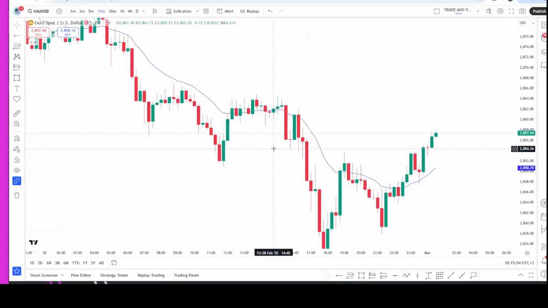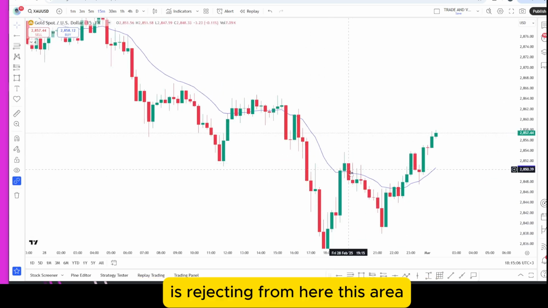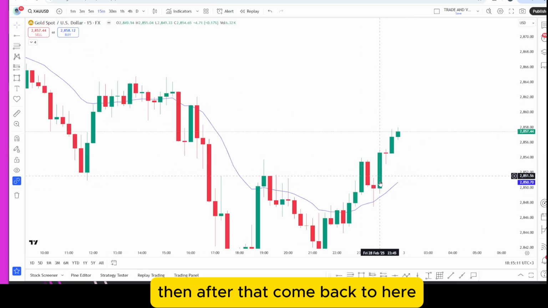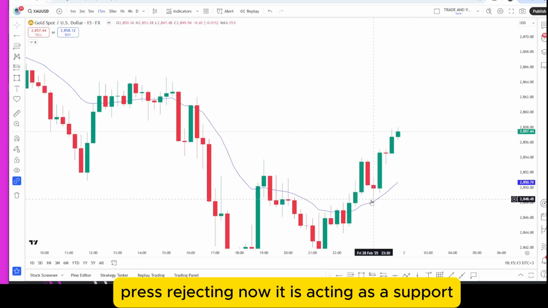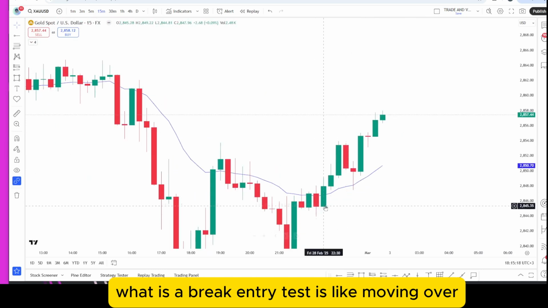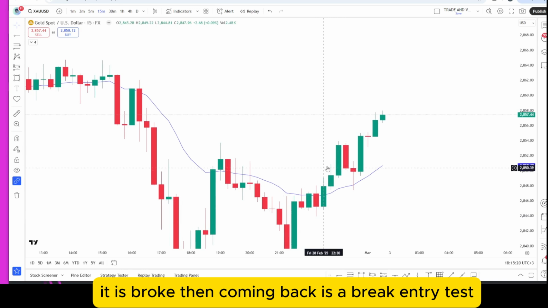Near to it, it is rejecting from this area. You can see now it has crossed. Then after that, it comes back to here, price rejecting. Now it is acting as a support. What is a break and retest? It's like the moving average is broken, then price coming back is a break and retest.